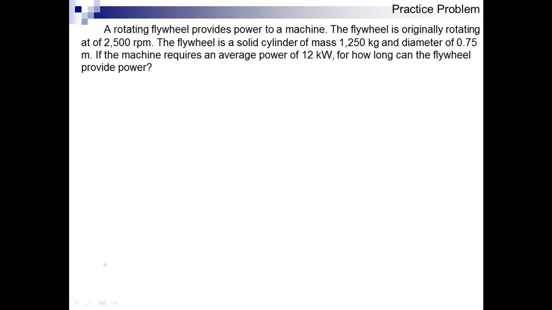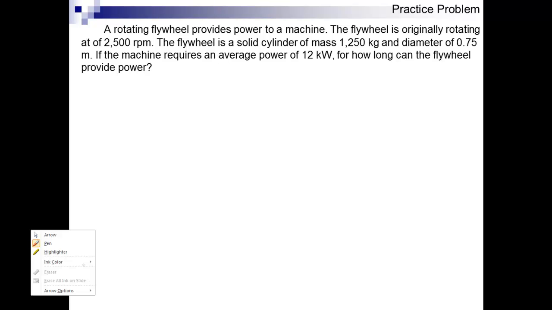Let's try this problem. A rotating flywheel provides power to a machine. The flywheel is originally rotating at 2,500 revolutions per minute. The flywheel is a solid cylinder of mass 1,250 kilograms and diameter of 0.75 meters. If the machine requires an average power of 12 kilowatts, for how long can the flywheel provide power?